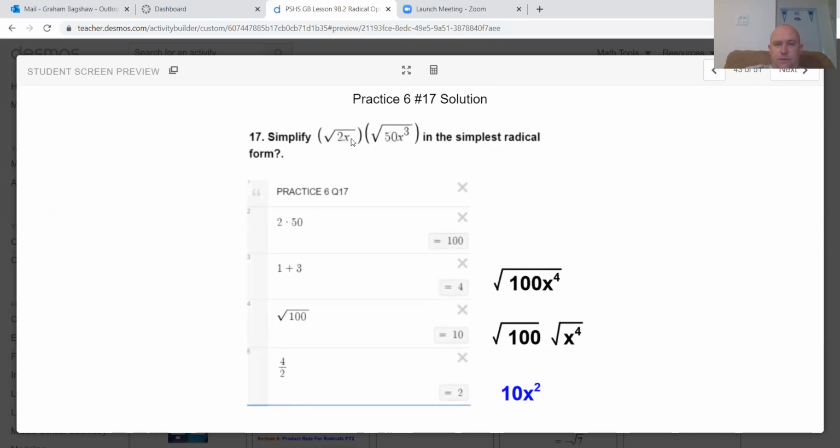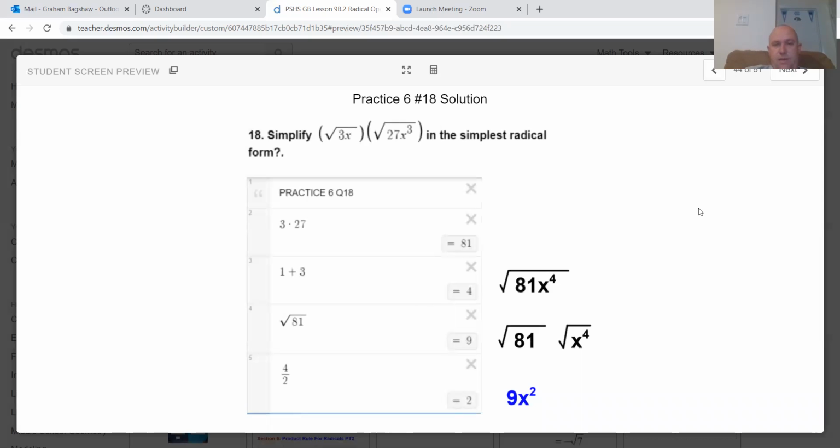Same for this one, multiply the numbers first, add the exponents together, and then just go ahead and simplify each one. Square root of 100 obviously is 10, and a half of x to the 4 would just be x to the 2. And you can look through that last one and pause if necessary.